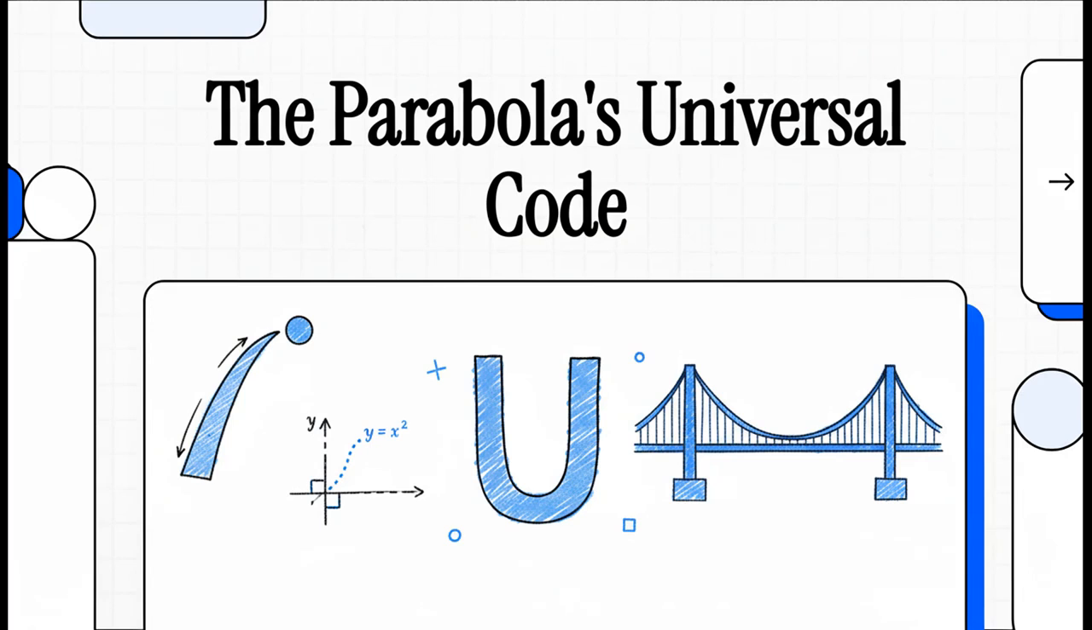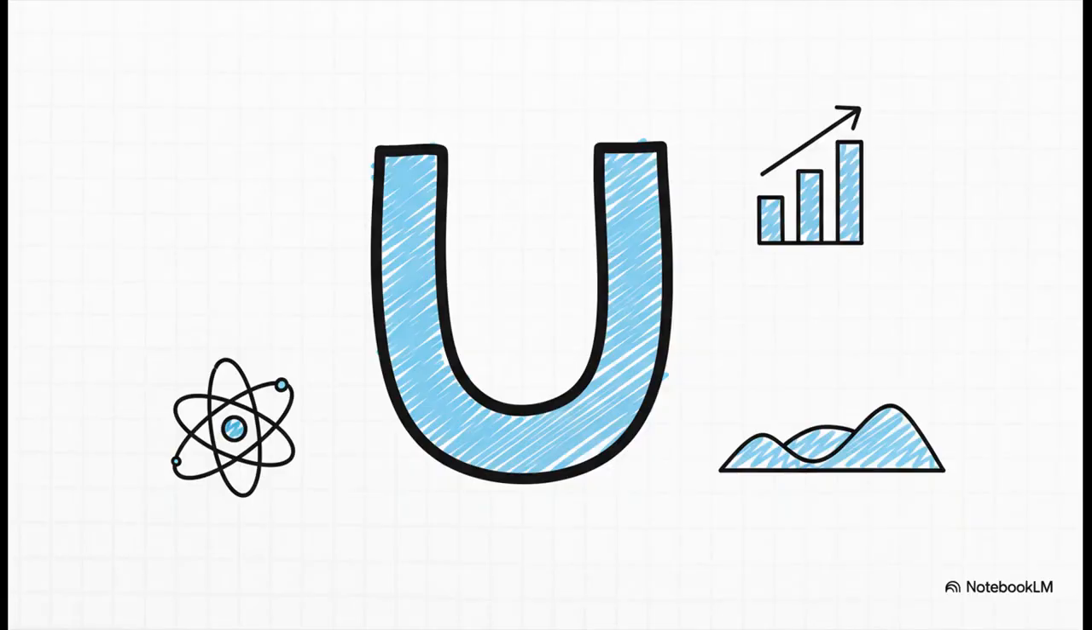Today, we're going to decode something pretty amazing, the parabola. It's just a simple curve, but believe it or not, it holds this universal code that shapes almost everything, from the perfect arc of a baseball to the way a satellite dish works. You might not even notice it, but this shape is everywhere.